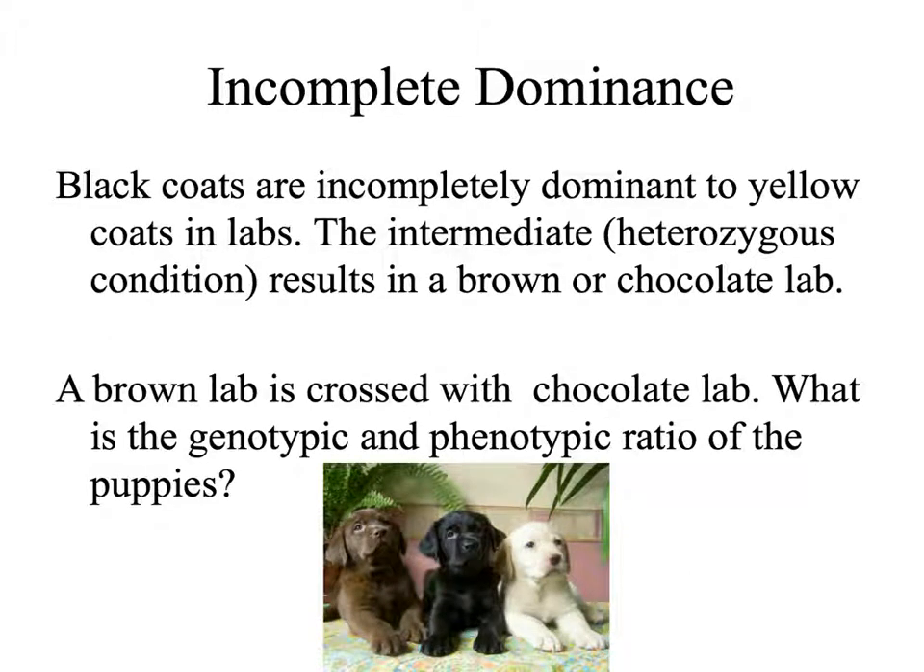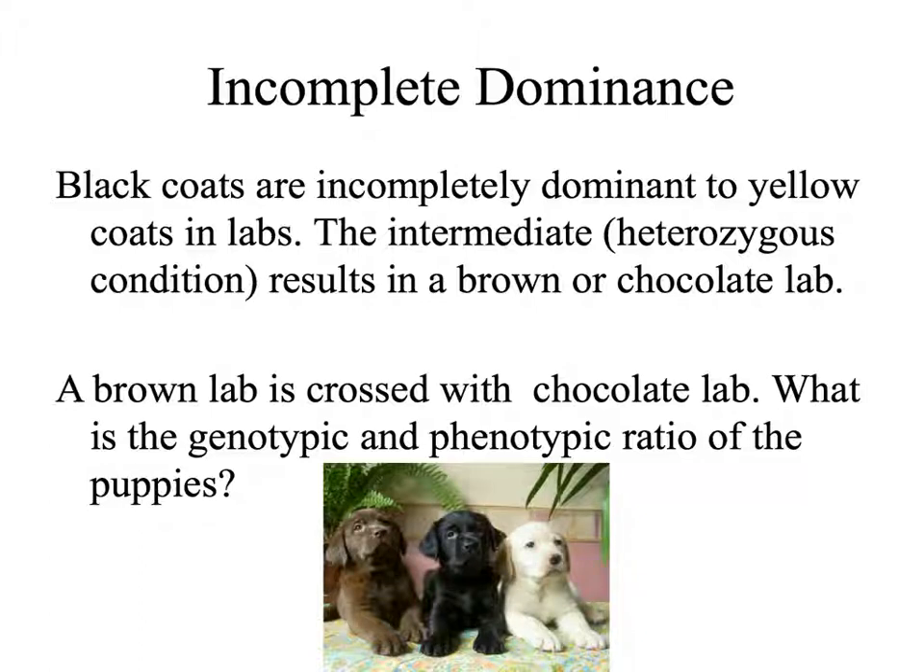Let's practice with incomplete dominance. In this case, we have black coats in dogs are incompletely dominant to yellow coats in the Labrador Retrievers. The intermediate heterozygous condition results in a brown or chocolate lab.